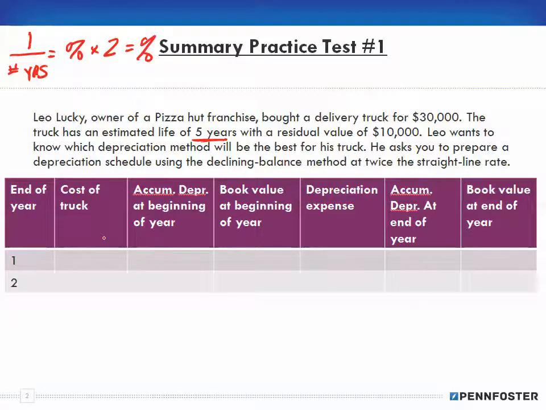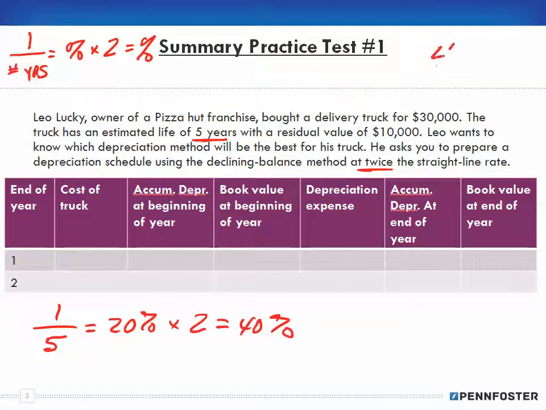Okay, so let's find out our percentage. All right, so we have 1 year over the 5 year useful life, which gives us 20%, and we multiply that by whatever we decide is the factor for the straight line rate, and that's 2, so that means we have 40% is what we're going to use. So we're going to use 40%.